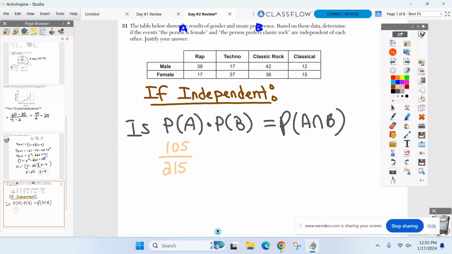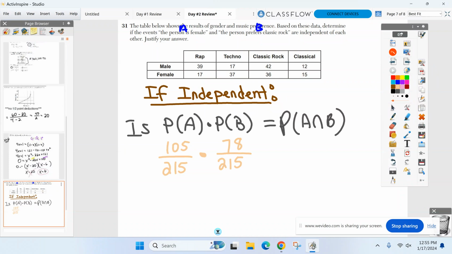All right, times. Here we go. How many people prefer classic rock? Just classic, I don't care. We didn't say just prefers classic rock. How many people in this table prefer classic rock? 78 out of 215.